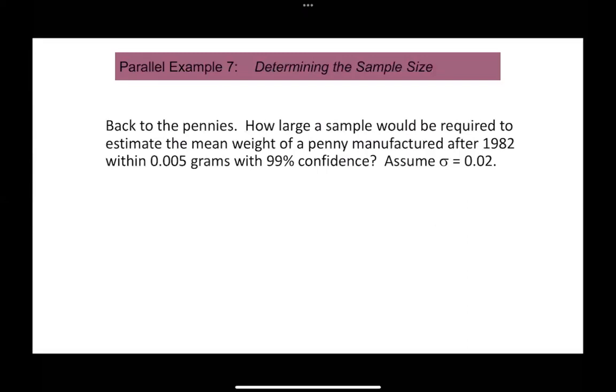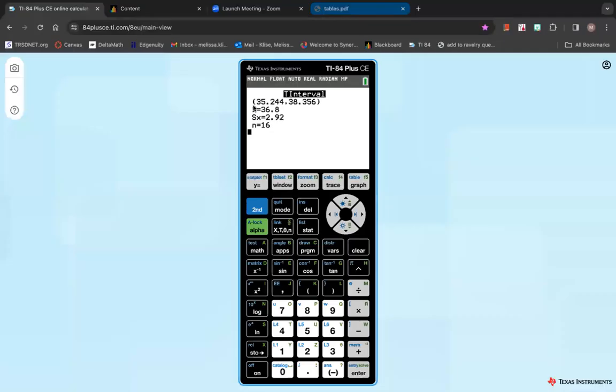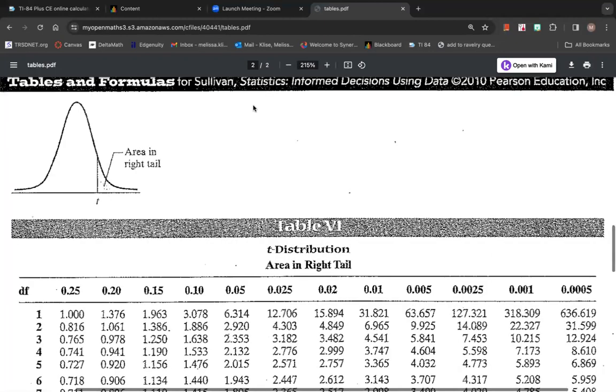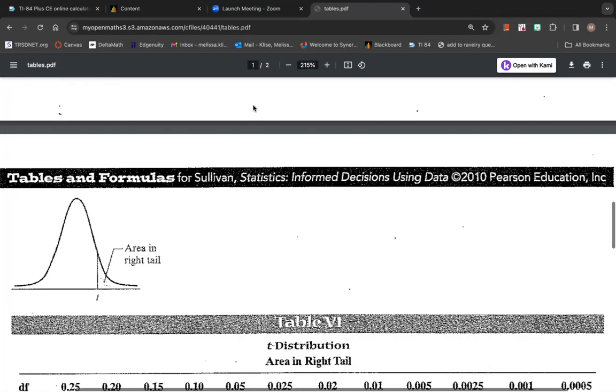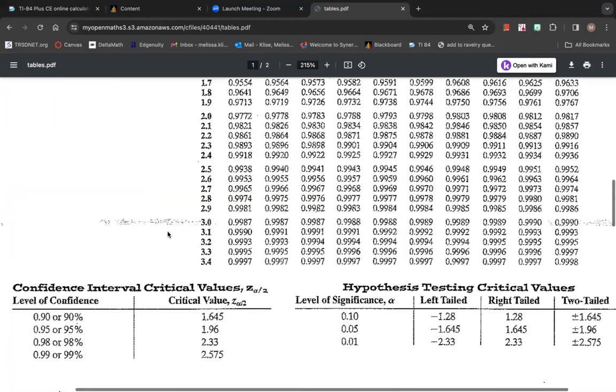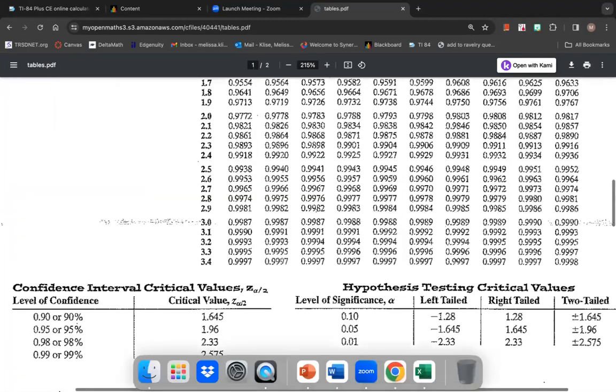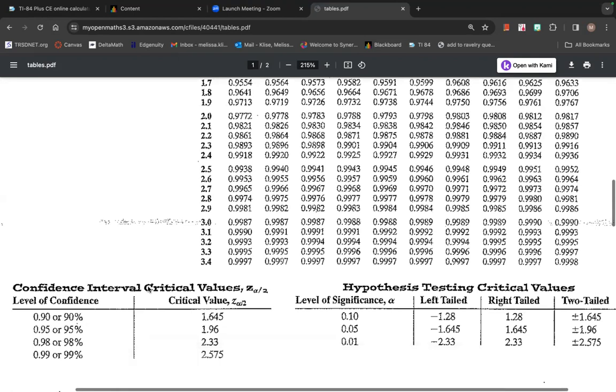Don't worry. So I'm going to go back to my Z table just because it gives me the Z score for 99%. So my Z score, oh, I hate when that happens. My Z score for 99%, I'm going to write this down on my screen, is 2.575. So that Z score for 99% is 2.575. So the Z score is what we're going to be using here.